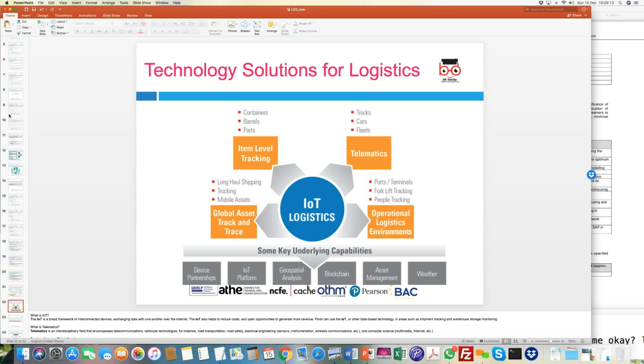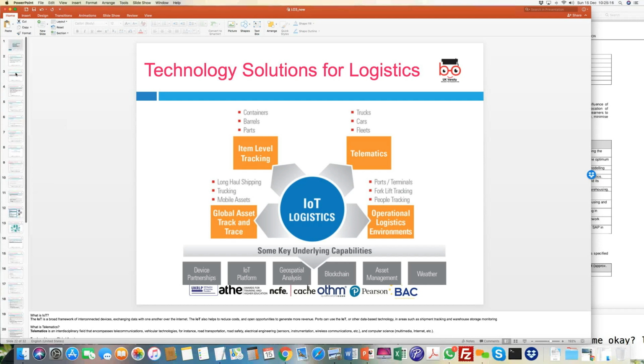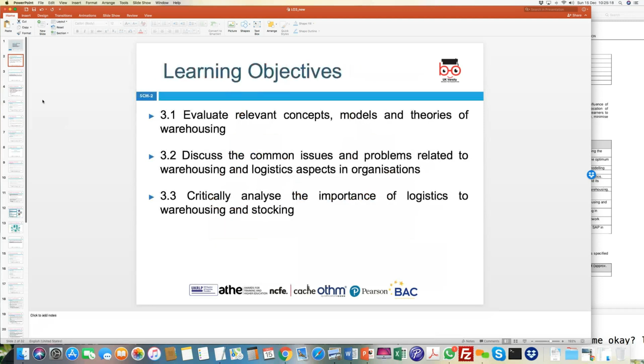So what we're going to do now is basically look at understanding some of the broader concepts that we want to study in this particular learning outcome, and we will get on with some of this. So is that okay so far? Yes.